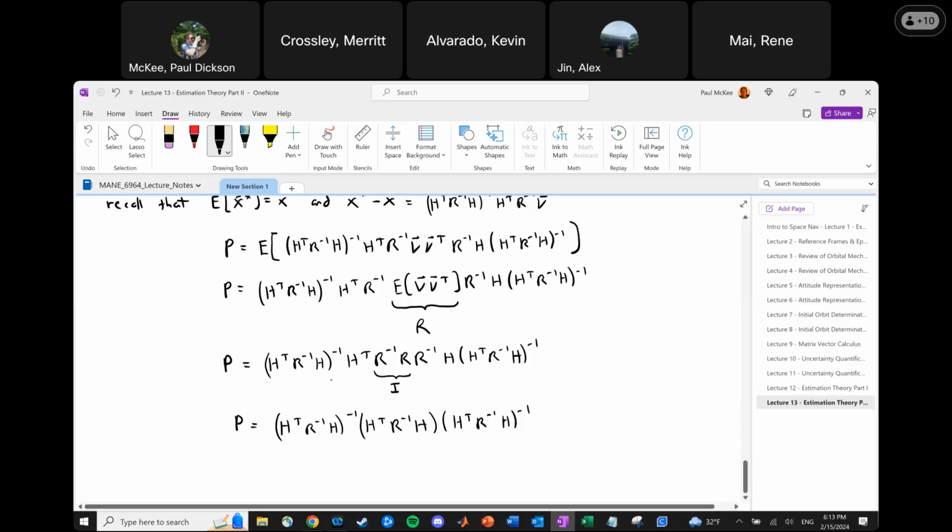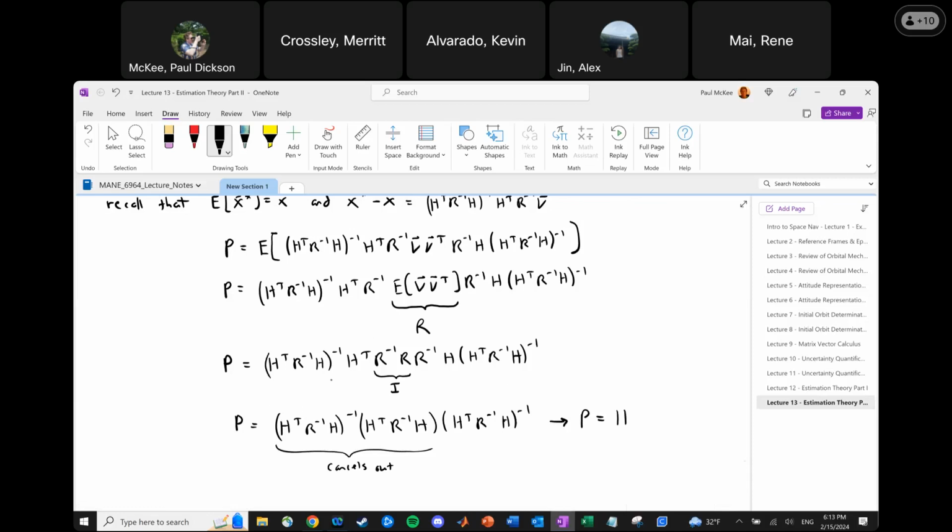And what you'll notice is that the first two or the last two also cancel out. So our state covariance matrix is H transpose R inverse H inverse, which is delightfully short and sweet compared to all the math that it took to get this far.